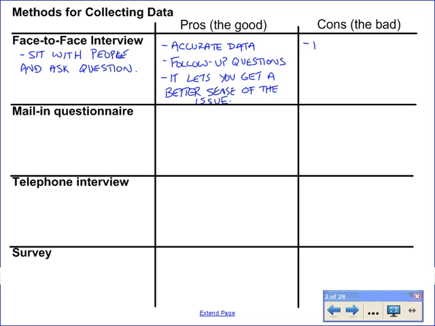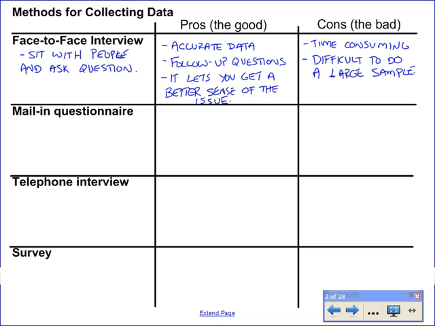Time consuming. Really, really, really time consuming because you need to conduct each interview and collect the data, write it down. It takes a long time to do face-to-face interviews. All right? Difficult to do a large number of people. Difficult to do a large sample. Let's say on a good day, you can interview 2 people. Well, if you want to interview 1,000 people, you're talking about 500 days of interviews. So it's very, very time consuming.